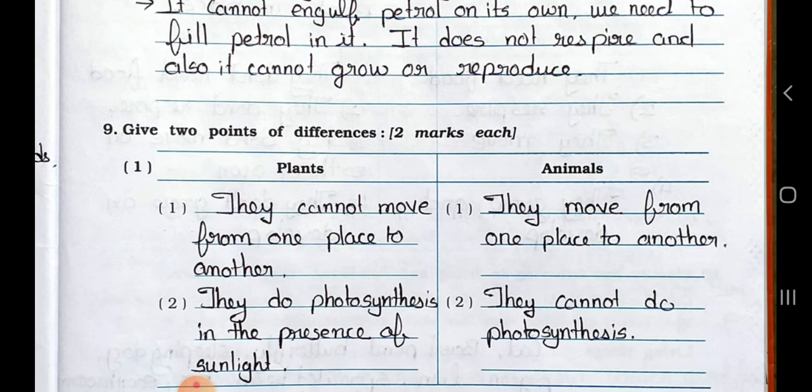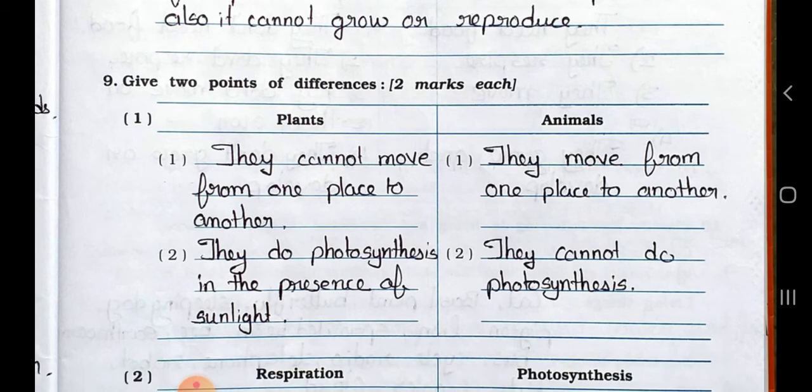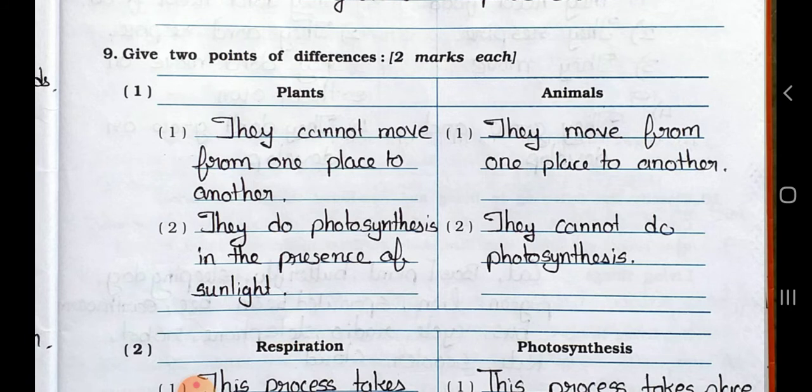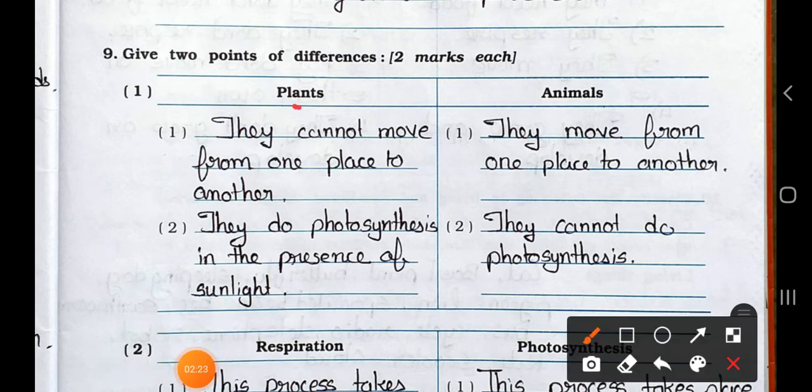Now see the main 9. Give 2 points of differences, 2 marks each. Each question carries 2 marks. See the number 1. Difference between plants and animals. Point 1. Plants cannot move from one place to another. Animals move from one place to another. Second point, plants do photosynthesis in the presence of sunlight. And animals cannot do photosynthesis.